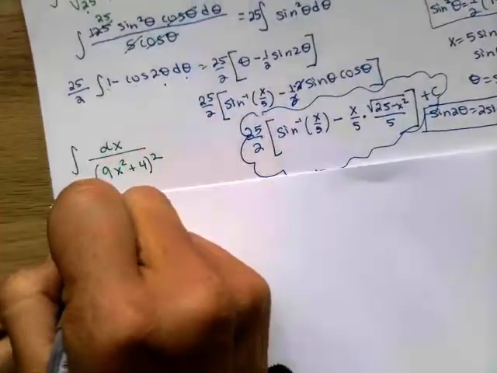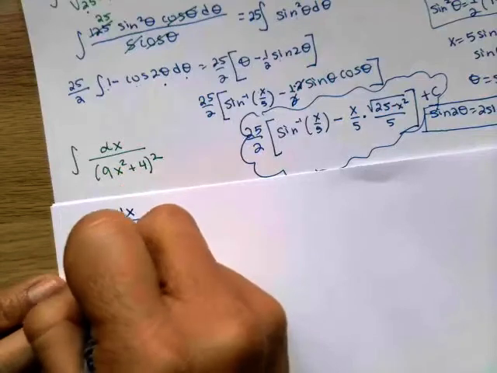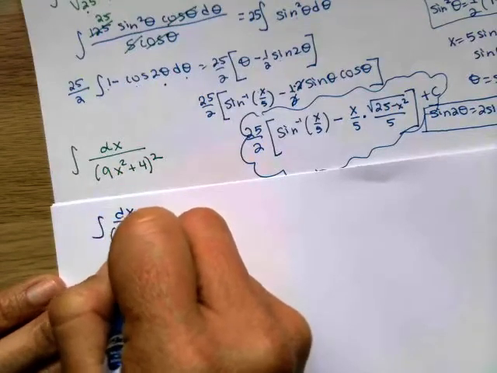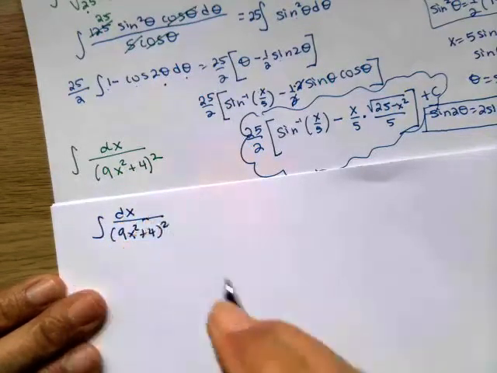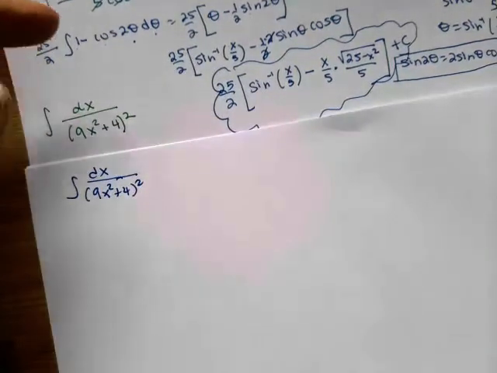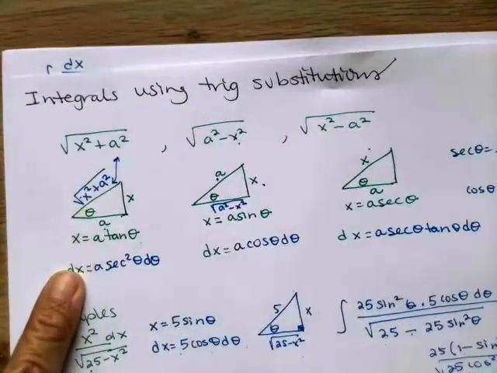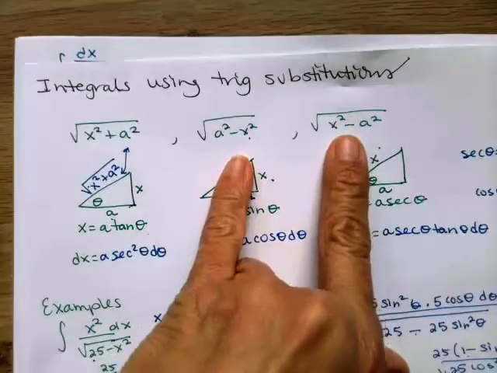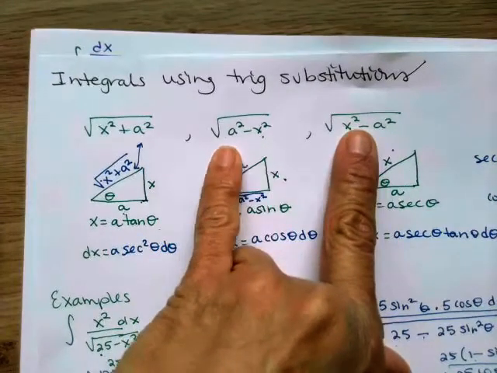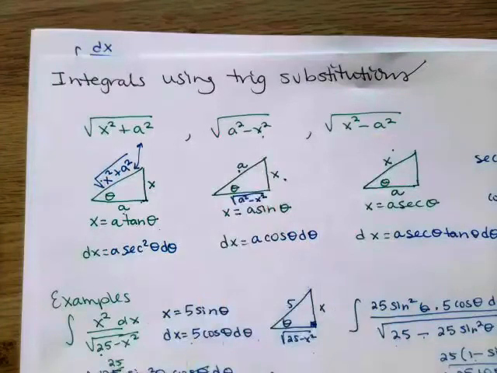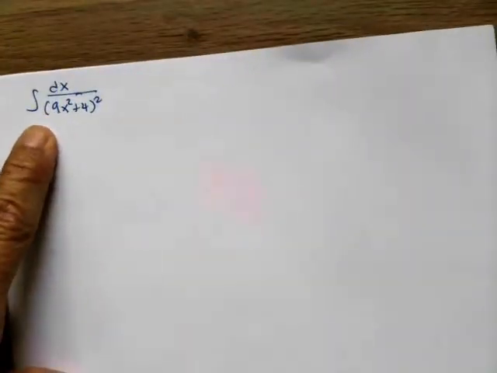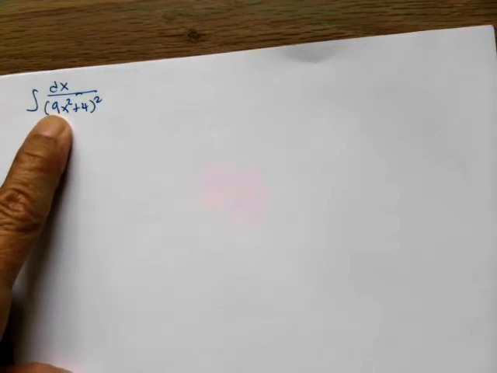integrating dx over 9x squared plus 4 quantity squared. So this is the only one with a plus, right? If we look at our strategy, the only one with a plus is the tangent. The other two both have minuses in them, and it just depends on who's first, the constant or the variable. So this is going to be a tangent, but notice my x, it's not just x squared, it's a 9x squared. So how are we going to deal with that?